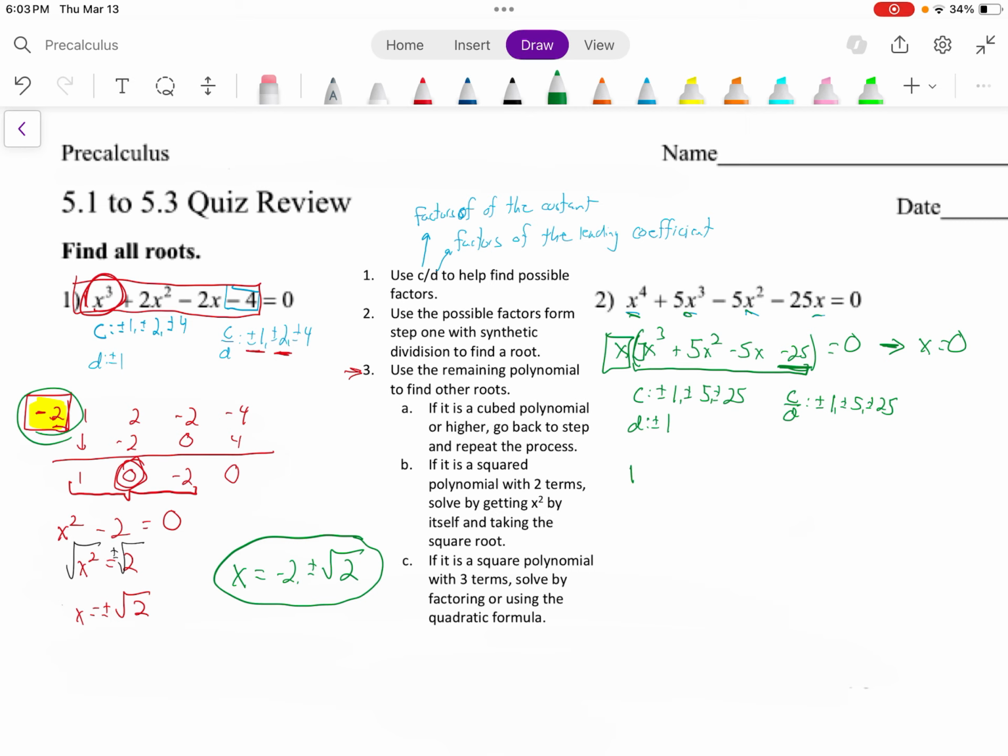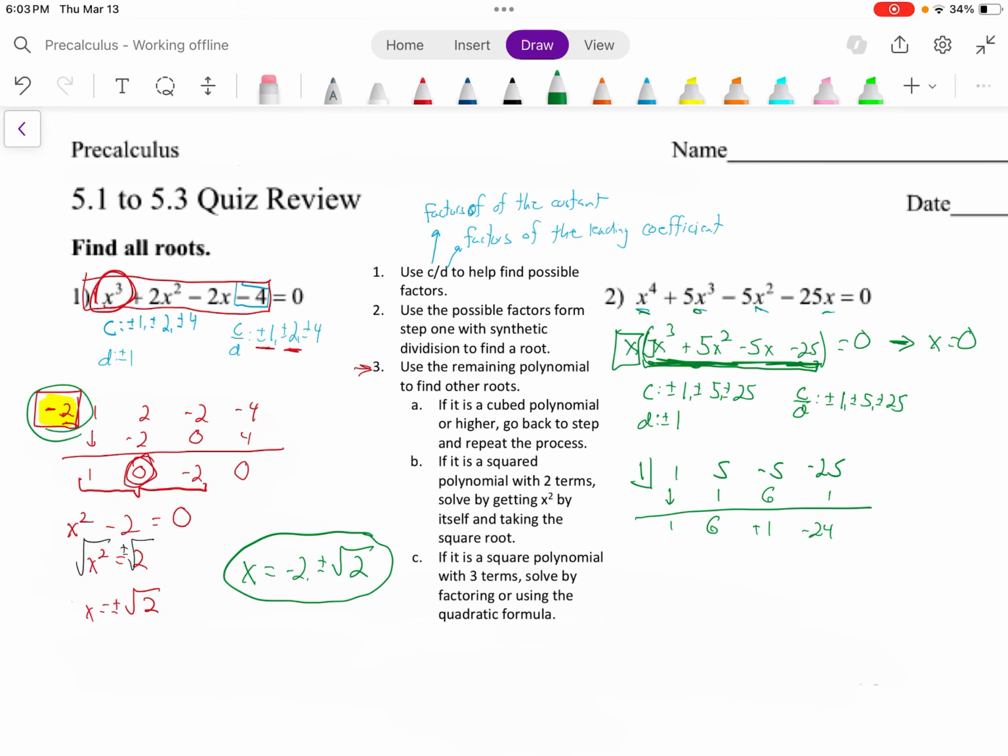So let's try 1. Remember, we're now dealing with this polynomial, so we have 1, 5, negative 5, and negative 25. Bring down the 1. 1 times 1 is 1, plus 5 is 6. 1 times 6 is 6. That's negative 1. No, it's positive 1. And then 1 times 1 is 1, so this is negative 24, which is not 0.